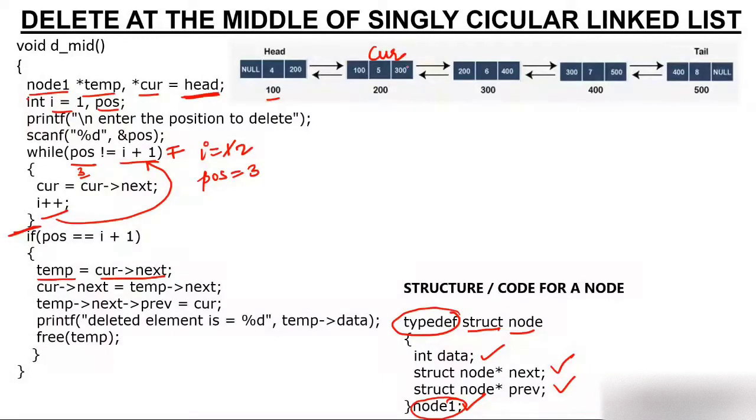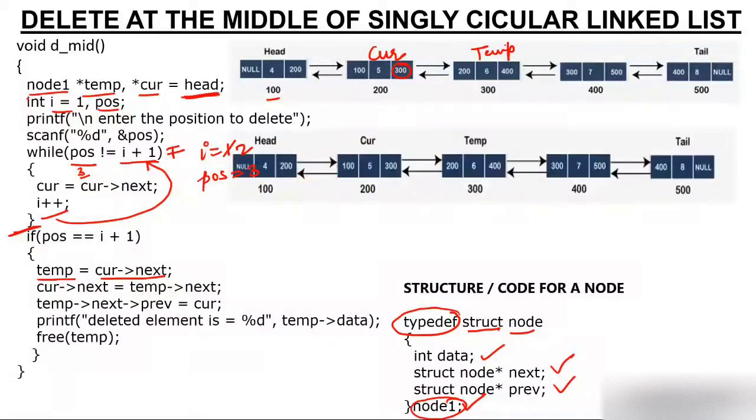What is current next? 300. Fine. So what will happen? Temp will become 300, so temp will come at 300. If you see the figure, you can see that current is at the second node, and temp is at the third node, the node which needs to be deleted.